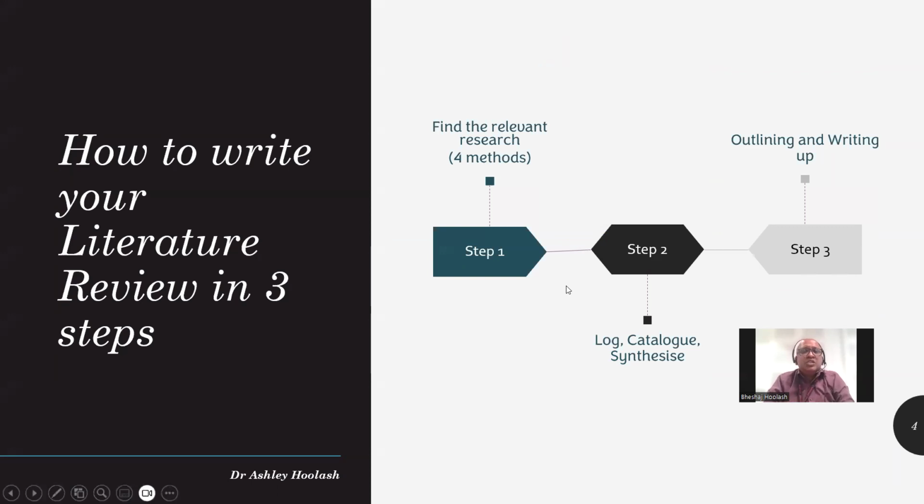Yeah, I am recording. So briefly, the first step is to find relevant research connected to your topic. I will elaborate more in a few minutes. The second step is to log, catalog, and synthesize your research. And the third one, the last part of your research journey, would be to outline and write up your dissertation, your thesis, or your project, and so on. So let's start with the first one.